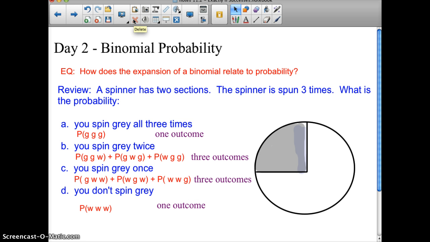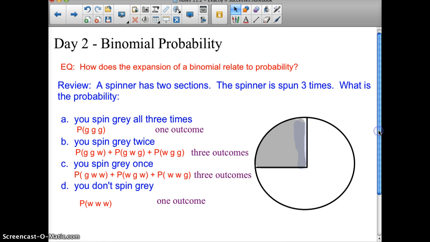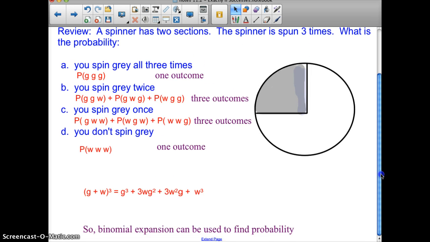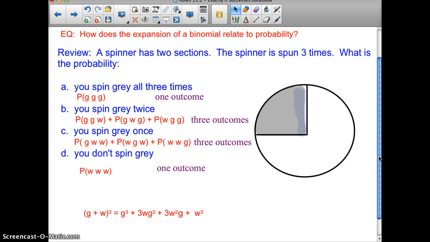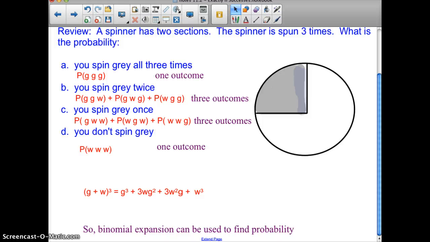All right, so you may not recognize this, but really, GGG is the same thing as G cubed. And GGW is G squared W, right? And then GWW is G W squared, and then WWW is W cubed. And what you have there is the binomial expansion of (G plus W) to the 3rd power, because I spun the spinner 3 times, okay? So you can see where a binomial expansion is going to have a relationship with a binomial probability.